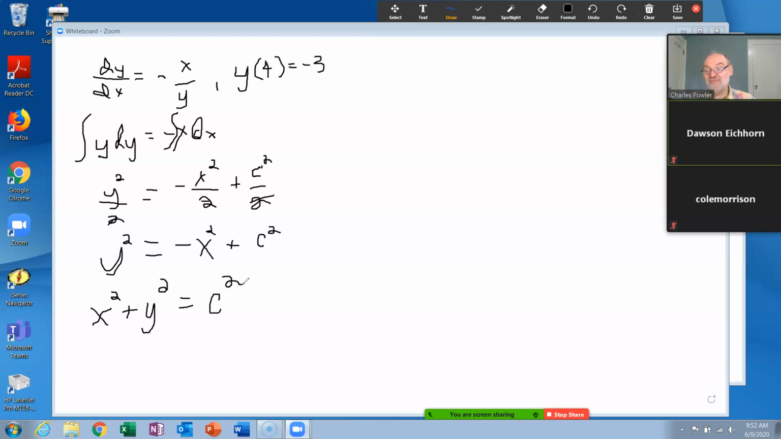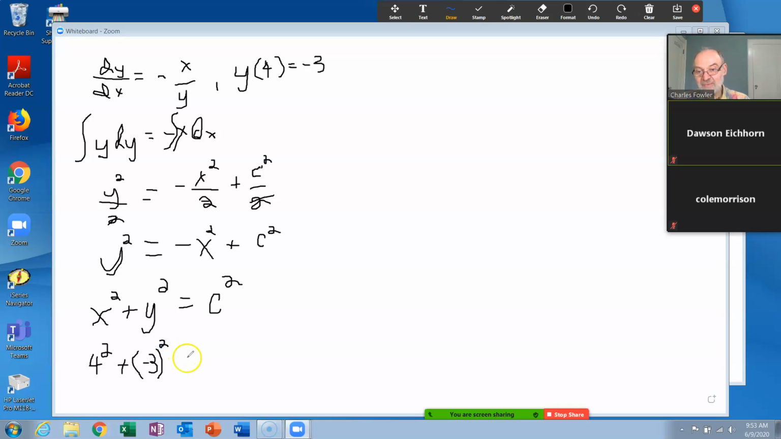So sure enough, this is a family of concentric circles, all centered at the origin. Okay? Except we have an initial condition, so let's put that initial condition in there. When x is equal to 4, this will be 4 squared plus y is equal to minus 3. I'll go on and write it that way: minus 3 in parentheses squared, because that's what you're squaring, the negative 3.